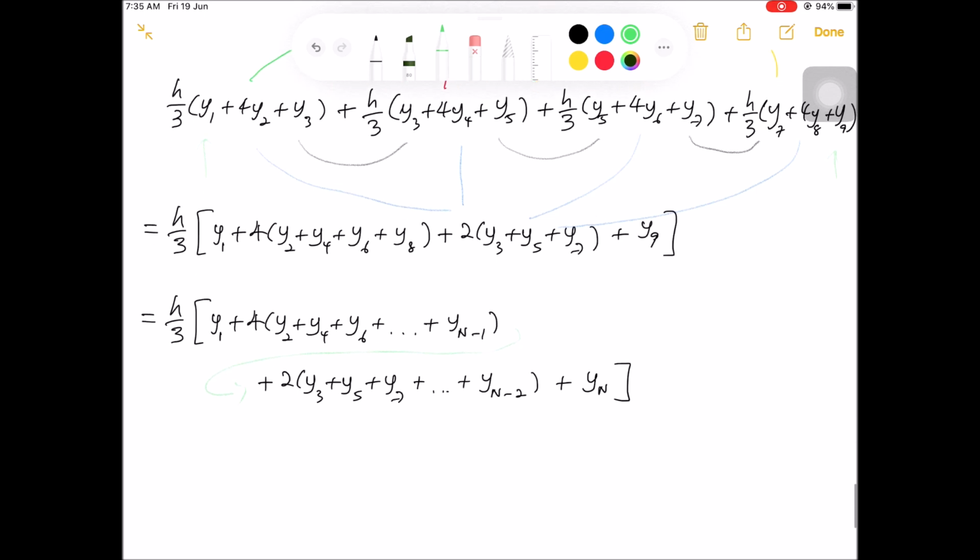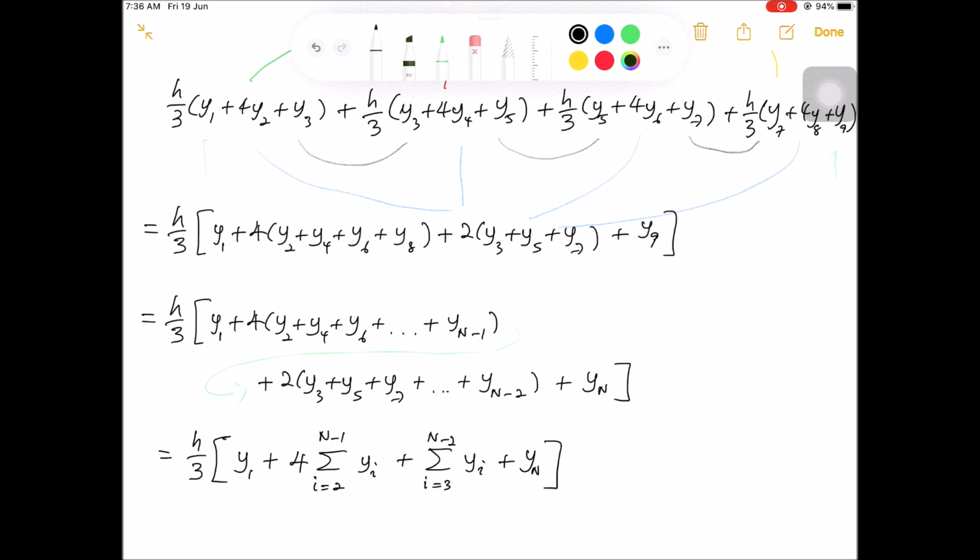Or using the summation notation, we can write this term equals to h over 3 y1 plus 4 the sum of i from 2 until n minus 1 yi plus the sum of i from 3 until n minus 2 yi plus yn, but the condition for the summation, so this one i must be even and another one i must be odd.